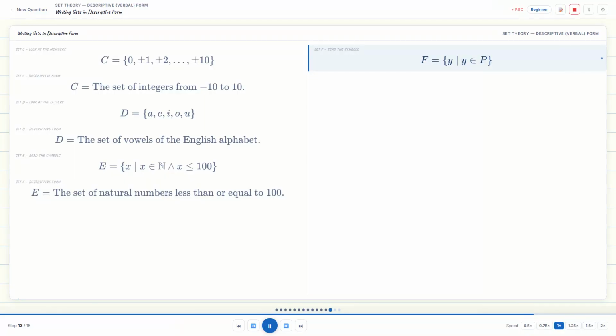Last one, set F says all y such that y belongs to P. Here, P stands for the set of prime numbers. Prime numbers are special numbers that can only be split equally by 1 and themselves.